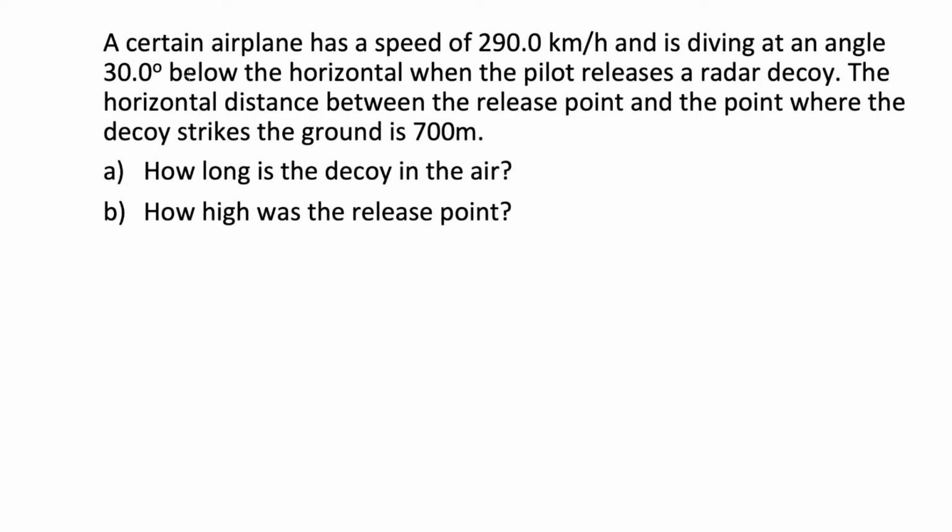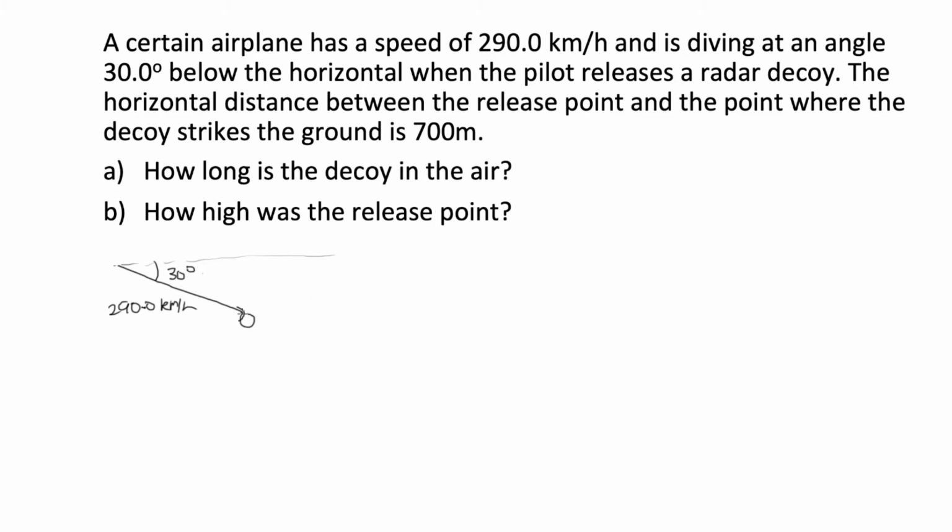Okay, so in this problem, a certain aeroplane has a speed of 290 kilometers per hour and is diving at an angle of 30 degrees below the horizontal. So let's sketch this diagram. Here it is diving down like this. This is 30 degrees here, and it is traveling at 290.0 kilometers per hour. The pilot releases a radar decoy. The horizontal distance between the release point and the point where the decoy strikes the ground is 700 meters.